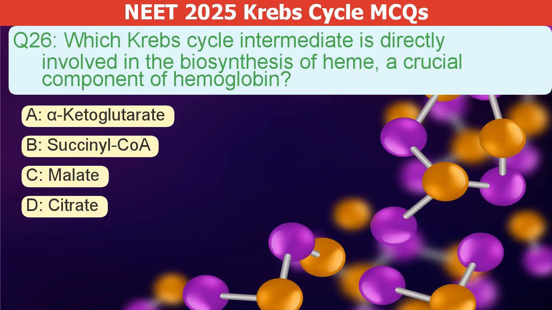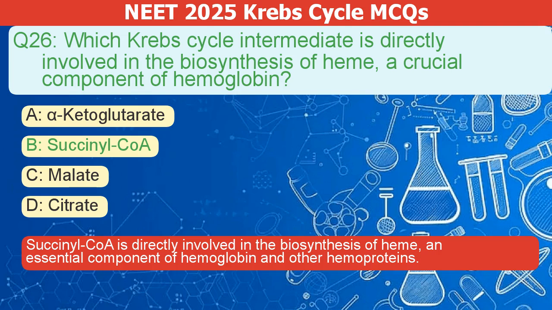Which Krebs cycle intermediate is directly involved in heme biosynthesis, a crucial part of hemoglobin? A. Alpha-ketoglutarate. B. Succinyl-CoA. C. Malate. D. Citrate. The correct answer is B. Succinyl-CoA is directly involved in the biosynthesis of heme, an essential component of hemoglobin and other hemoproteins.